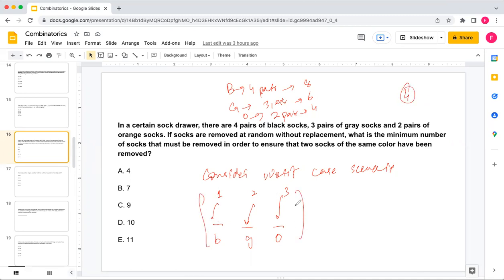There could be a scenario that all of the 4 are from black, gray, or orange. For the worst case scenario, always consider it this way: you pick 3, and all 3 are from different colors, 1 from this, 1 from this, and 1 from this. Now the 4th one must be identical in color to one of these.